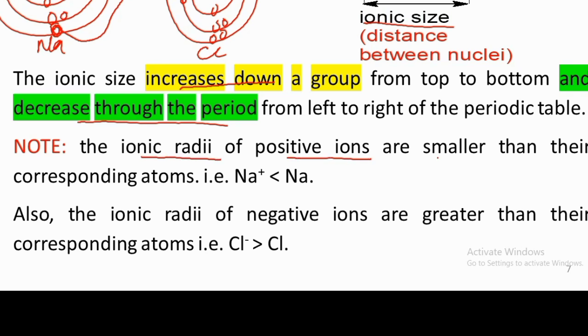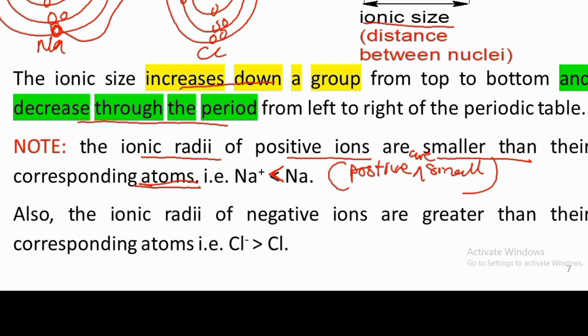Okay, now I would like you to note something. Note that the ionic radii of positive ions are smaller than the atomic size of the respective atom. That is, the sodium ion is smaller than the sodium atom in size. This is only applicable for positive ions.